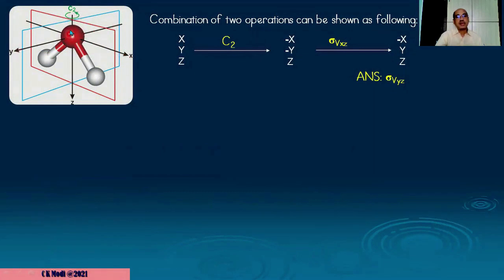If I rotate by C2, after 180 degree rotation, what will happen? The x becomes minus x, y becomes minus y. But z is situated on the C2 axis. Therefore, the position of z will remain as it is. So look at this, x becomes minus x, y becomes minus y, and z becomes plus z.